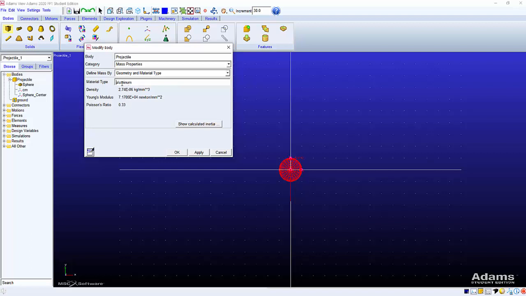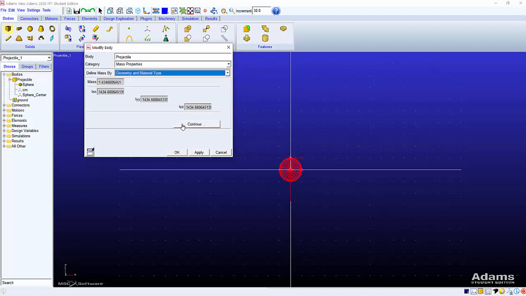So now I selected the aluminum as our initial material. I would like Adams to use this and calculate the values of the inertia. So I will click apply. Once we click apply, it's already done. Adams computed the volume, multiplied it by this density, and computed the mass and the inertia. How do I know the mass of our object? You click on show inertia, show calculated inertia, and these are the values right here. As you can see, the mass of this object is 1.434 kilogram. The moment of inertia around X is 1434 kilogram millimeter squared, and so on.